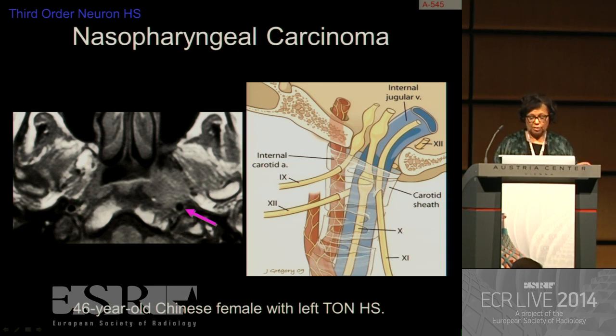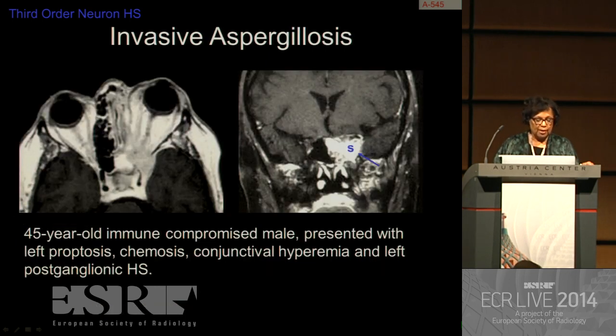Again, patients with nasopharyngeal carcinoma. Sometimes the nasopharyngeal carcinomas may come up, and you can see in this patient the tumor is abutting the carotid artery, so it's probably compressing the sympathetic fibers, and that's why this patient had a third-order neuron Horner syndrome. This is a little bit of an unusual patient.